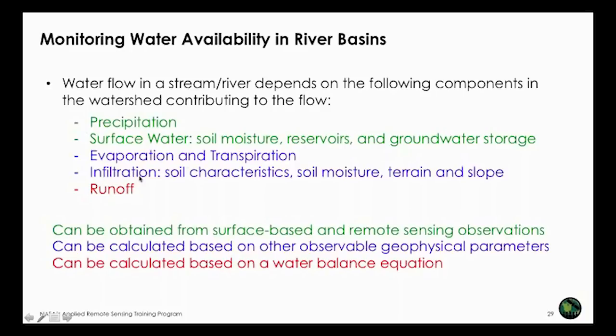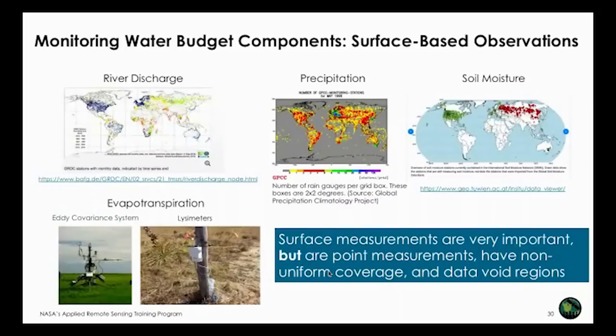Evapotranspiration and infiltration depend on soil characteristics, soil moisture, terrain slope, and vegetation information, and they can be calculated based on other observable geophysical parameters. That means they're not directly observable. Runoff is something that has to be calculated as a residue of the water balance equation. One can measure stream flow in streams using stream gauges, but runoff over a basin usually has to be estimated or calculated based on other water budget components. So this is the overall setting up for estimating river basin water budget.